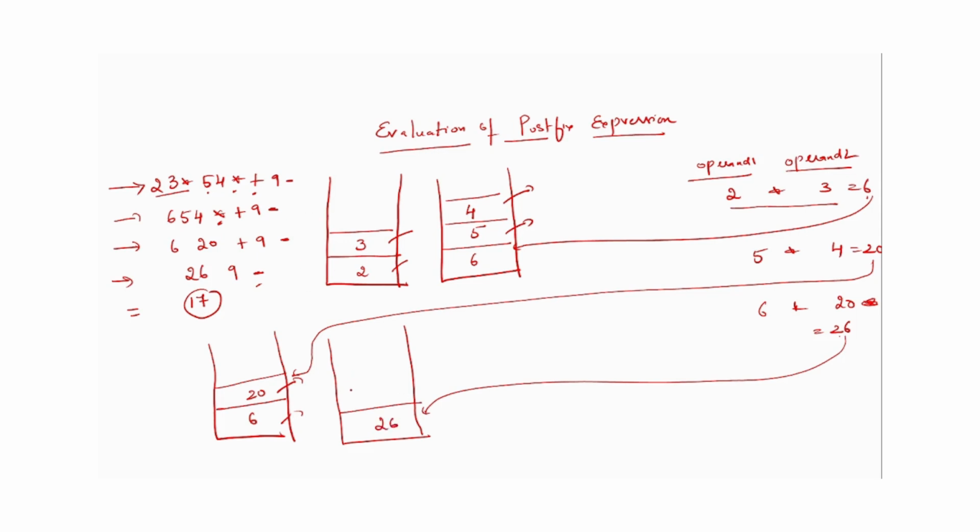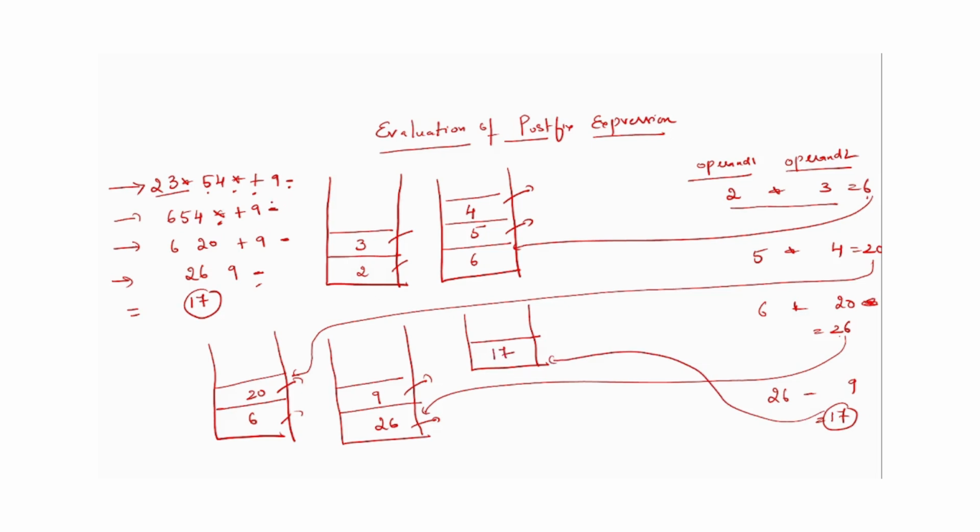Now I have 9. I will push 9 on the top of the stack. Now I will stop because now I have minus here, right? Then I will pop both 9 and 26. Therefore, I will have an empty stack right now. 9 will become operand 2, 26 will become operand 1. 26 minus 9 would be 17. I will push 17 into the stack now.